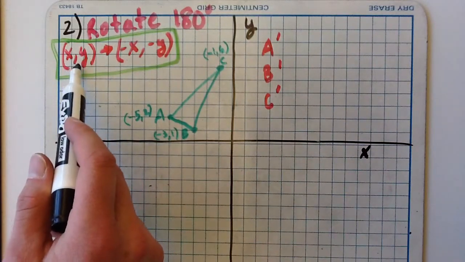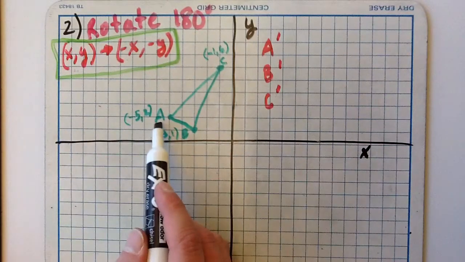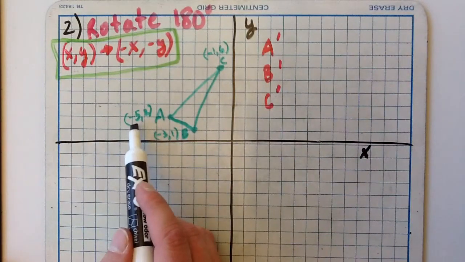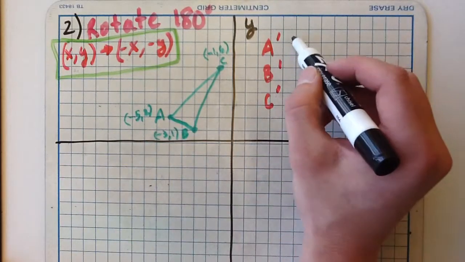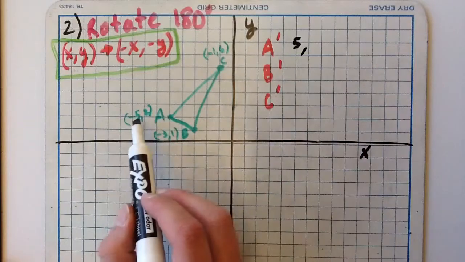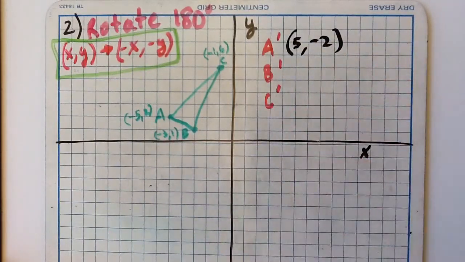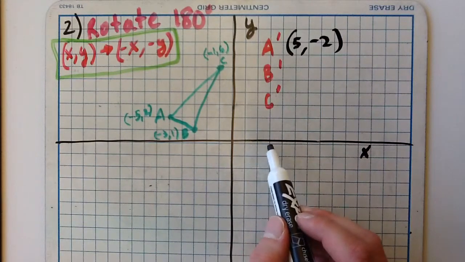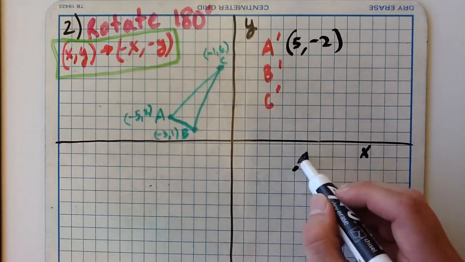The XY ordered pair becomes negative x, negative y. So if we start with point A, A prime would be negative x, negative y. So what's the opposite of negative 5? Well, that would be 5, and the opposite of 2 would be negative 2. Okay, so A prime is going to be at 5, negative 2. So 1, 2, 3, 4, 5, 1, 2. This would be A prime.